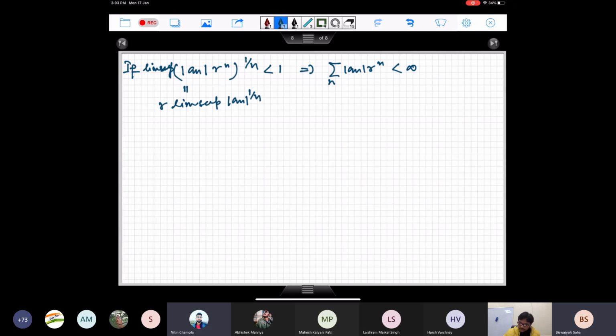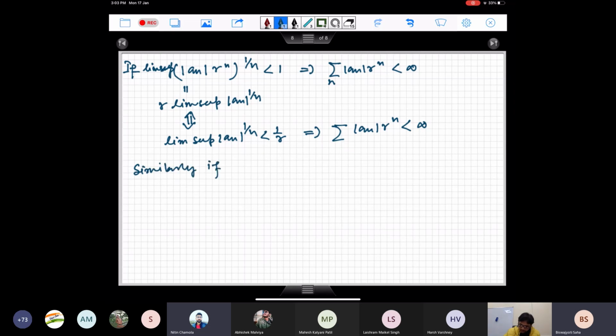So I see that if I have this property, then this is convergent, and this is equivalent to saying that lim sup of |a_n|^(1/n) is less than 1 over r. If that is happening, then the sum of |a_n| r^n is finite. Agreed? Yes.